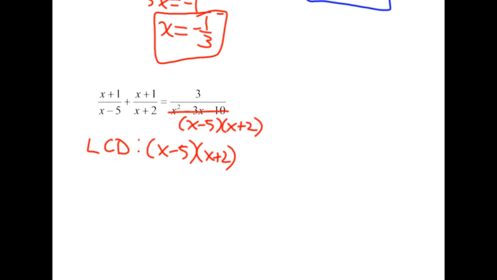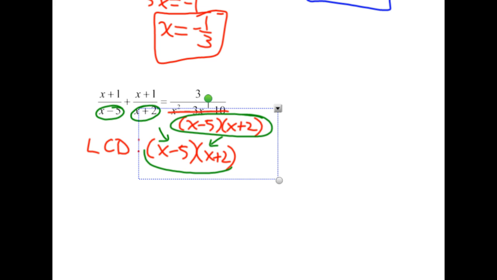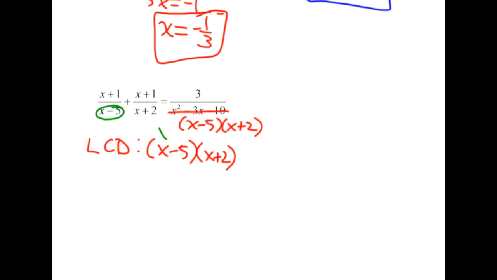Don't forget that when you find an LCD, you should see each of the individual old denominators as some part of your list. And what I mean by that is, I see an x minus 5, oh, that's right there in the list. I see an x plus 2, oh, that's right there in the list. And I see an x minus 5 and an x plus 2, well, that is the whole list. So, as long as all the denominators are accounted for in the LCD, you know that LCD is a good LCD.